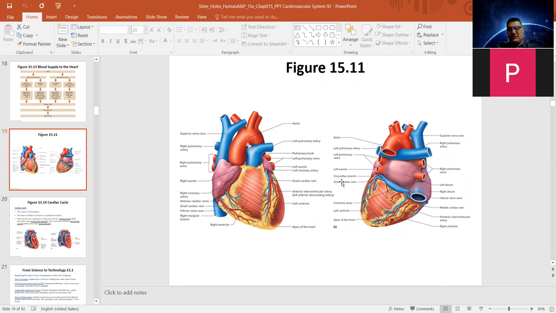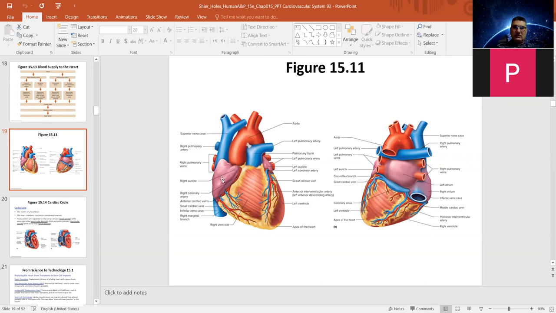The last one is this big, bulky one here, which gets all these veins together. This is the coronary sinus, which opens into the right atrium. There is one more thing I forgot to mention: out of these atria, there is an auricle, shaped like your ears, an out-pouching. There's a pouch coming out of it.